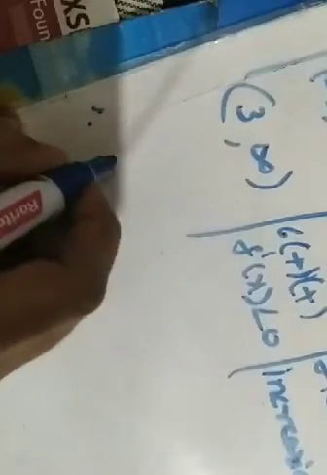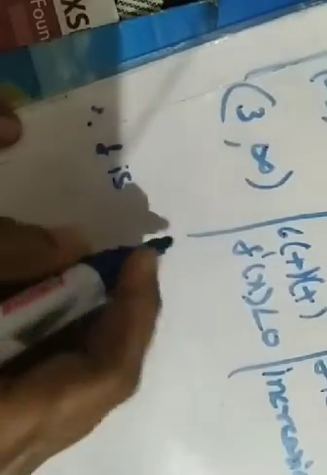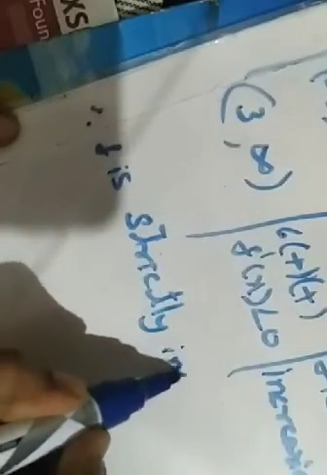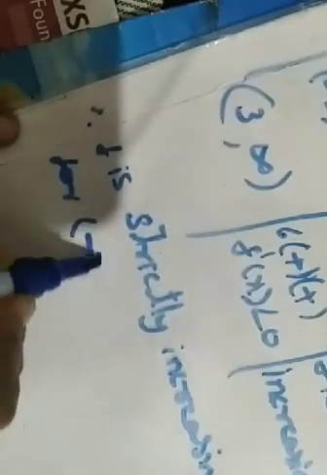Therefore, give the conclusion that f is strictly increasing for minus infinity to minus 2 union 3 to infinity. Therefore, f is strictly decreasing for minus 2 to 3. It is strictly decreasing for minus 2 to 3.